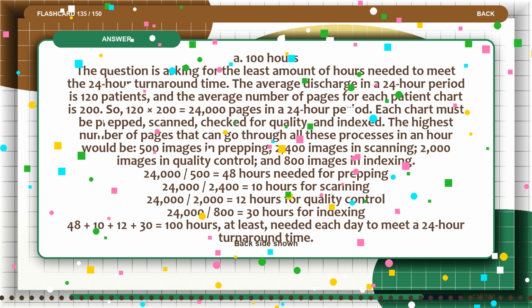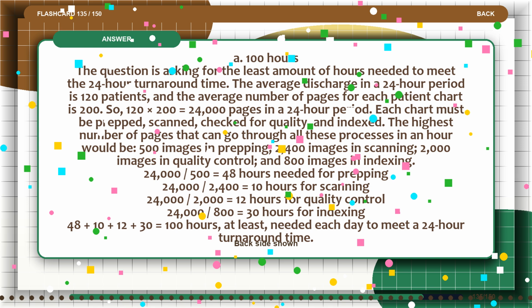Each chart must be prepped, scanned, checked for quality, and indexed. The highest number of pages that can go through all these processes in an hour would be 500 images in prepping, 2,400 images in scanning, 2,000 images in quality control, and 800 images in indexing.